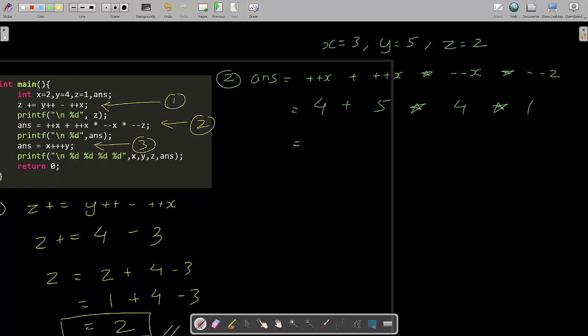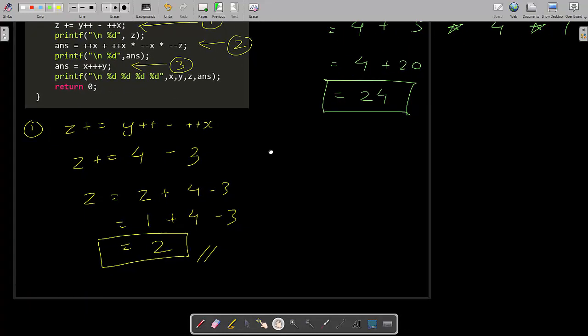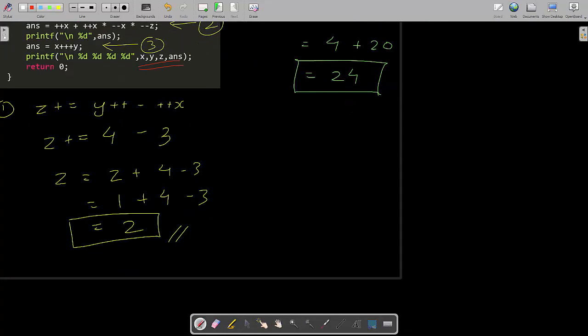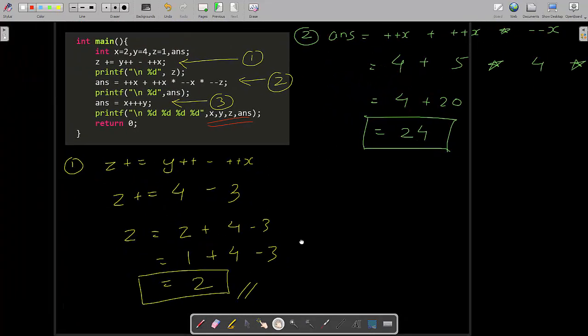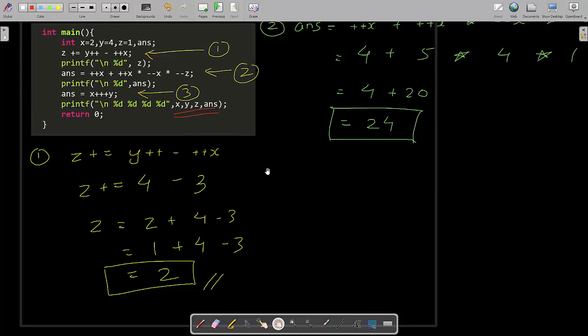Now here multiplication will happen first, so 5 into 4 into 1, 5 4s are 20, so 4 plus 20 should give you 24. So my answer is going to be 24. That will be for my second printf.